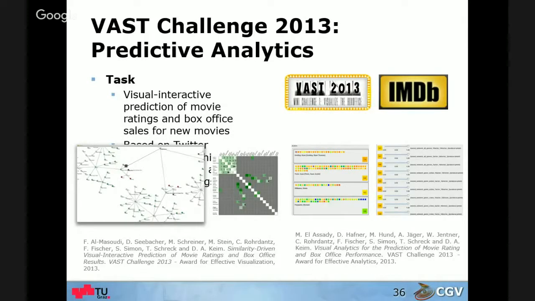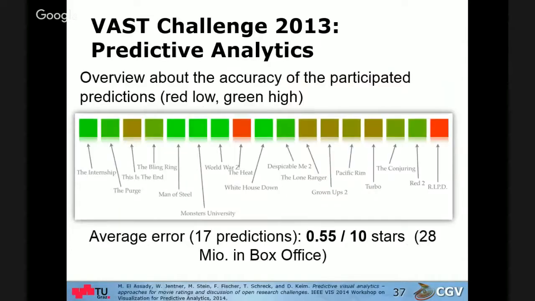And yeah, just to give some results, quantitative comparison: we basically had a number of predictions for a series of movies, and on average we obtained an average error of 0.55 stars, which out of 10 I think is a reasonable prediction result.